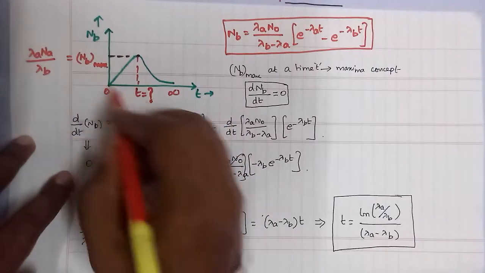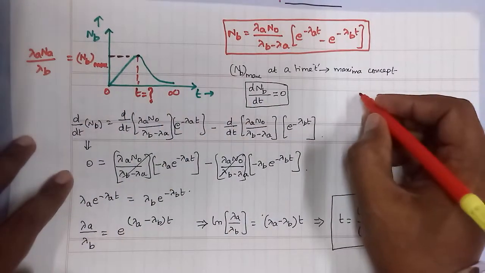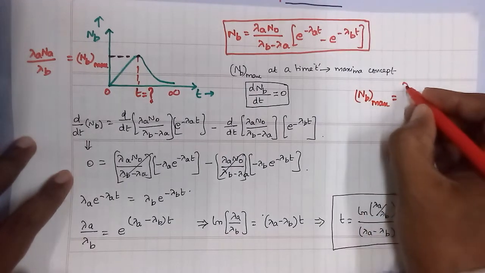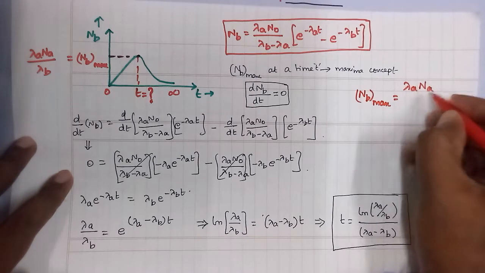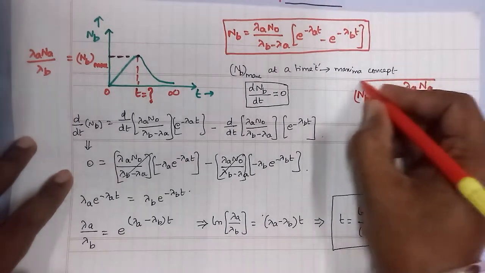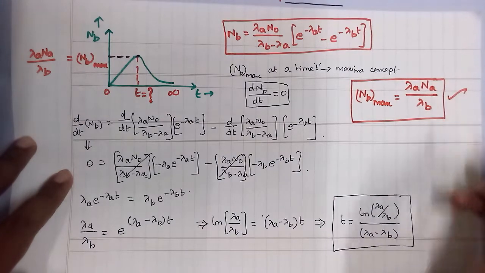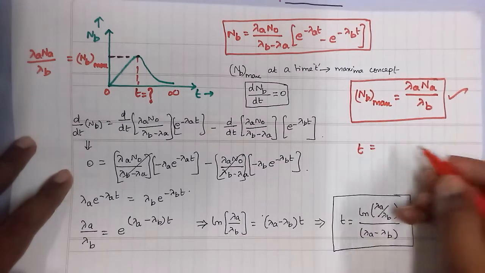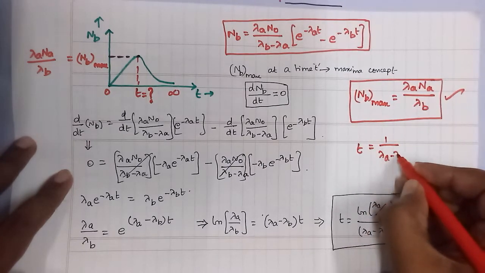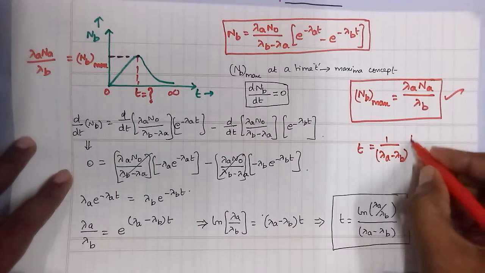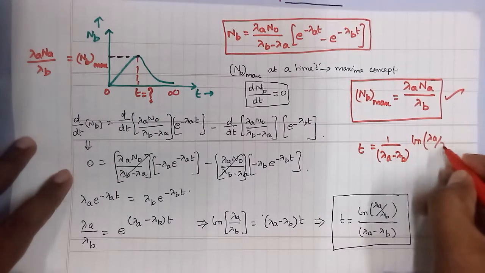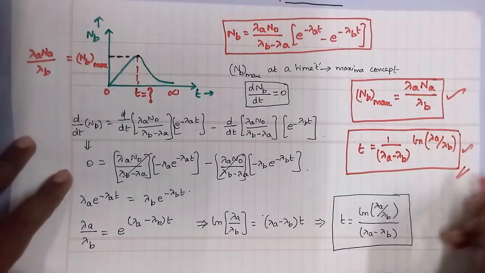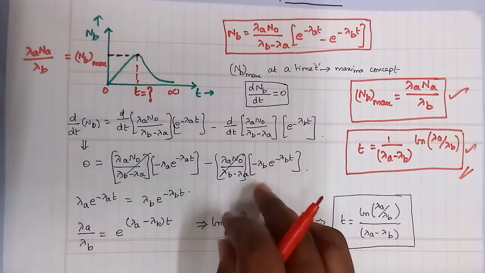Thus we find these two unknown quantities. Let us write here. NB max that we found is activity of element A by decay constant of B. This is one we found. Another one, at what time this reaches the maximum, that is T is equal to 1 by lambda A minus lambda B into ln of lambda A by lambda B. These are the two important relations that will be very useful for your examinations. Thank you.